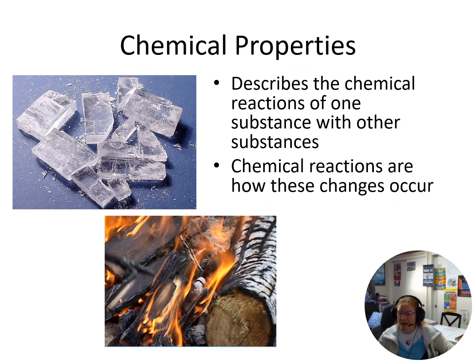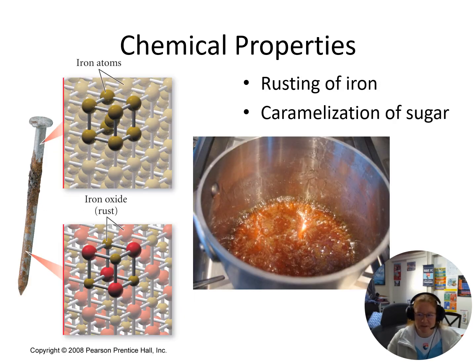Okay, we can also think of a review of our chemical properties. Our chemical properties are going to describe reactions of one substance with another, and our chemical reactions are how those changes occur. So think about some chemical properties. What are some chemical properties that you can recall? I've got a couple images here. If I take solid sodium metal and chlorine gas and I react them to make my sodium chloride, that's chemical. If I take my wood and I burn it, my resulting products, that's chemical.